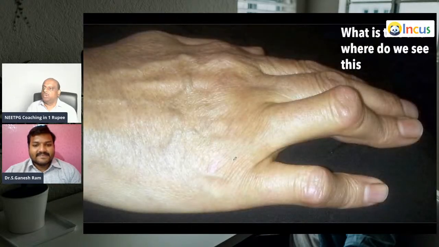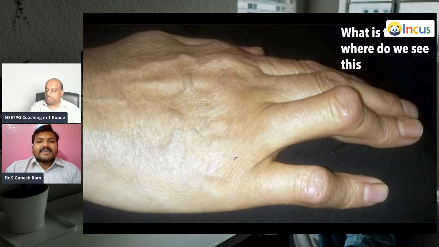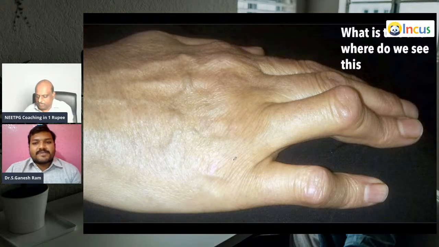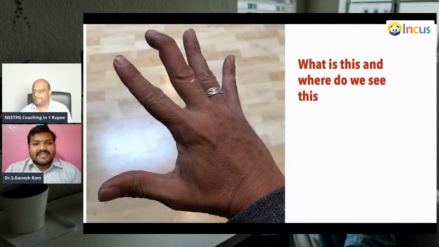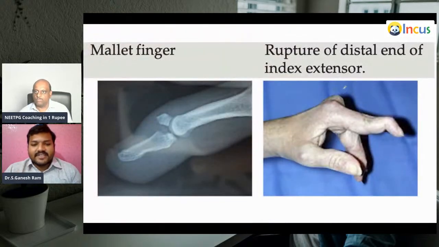That's great. So what is this and where do you see, Doc? We'll run a quick picture show. Yeah, sure. This is the Boutonniere deformity, sir. Already we've explained it. Rupture of the central extensor tendon. Great. And this is? So this would be the mallet finger. That's also we have explained. Only the distal end of the extensor slip is ruptured, leading to only flexion deformity of the DIP.